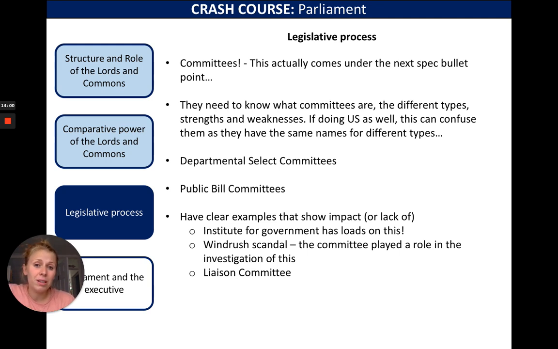The Institute for Government does have a brilliant page on committees, so it's definitely worth having a read. It's quite long and overwhelming, but if you're a couple of years into teaching and you want to freshen yourself up a bit, it's really brilliant. The Windrush scandal is one where the committee played a huge role in the investigation. The Liaison Committee is quite useful because you can talk about how they interrogate the Prime Minister. But again, it's never as simple as you want. I always want to Google an example of the Liaison Committee having an impact, and you can never find what you want. So when you find those examples, hoard them and hold on to them because they're gold dust.